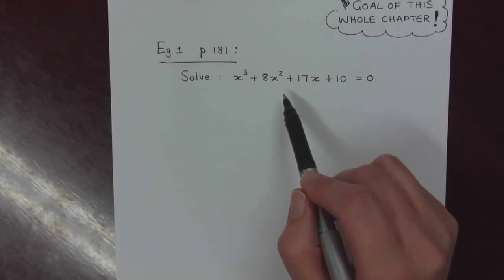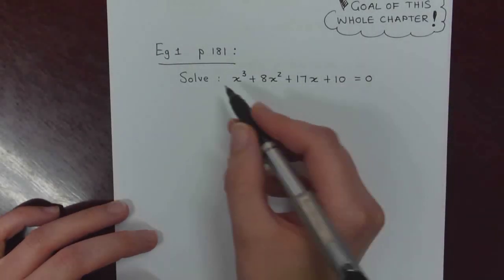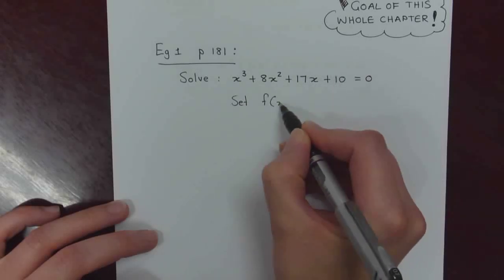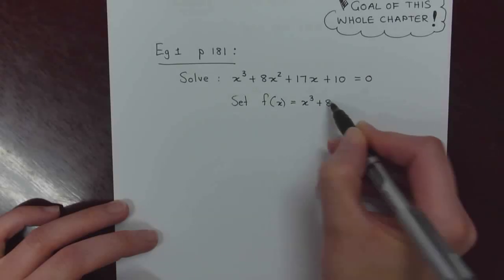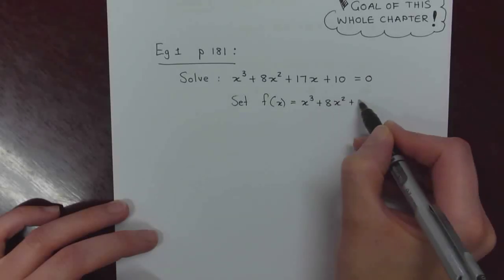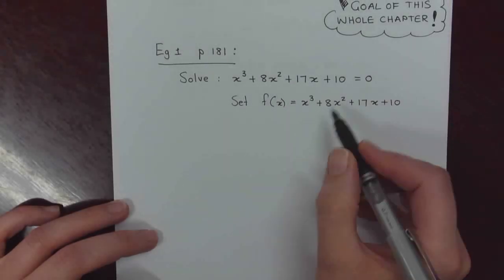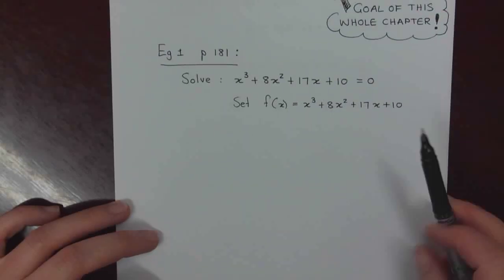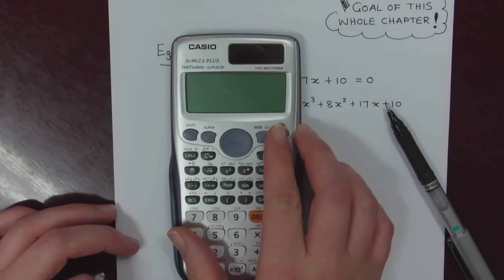To get that one factor, I'm again going to use the same technique that I did for the factorization, and I'm going to set that polynomial equal to f(x), which is x cubed plus 8x squared plus 17x plus 10. Now I need to find one factor in order to factorize the rest. And to find that one factor, I'm again going to use my table function because it just makes things so much easier to do.